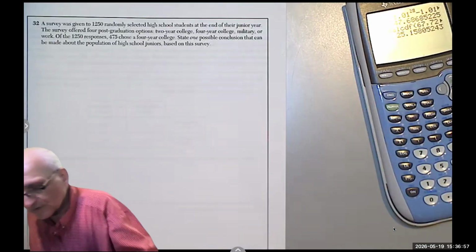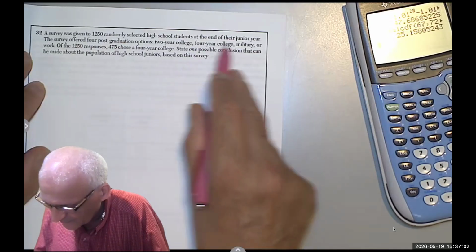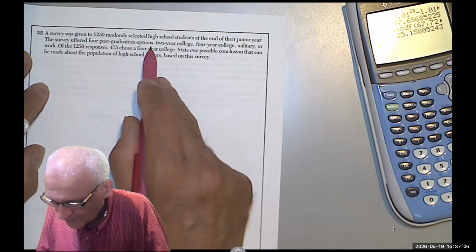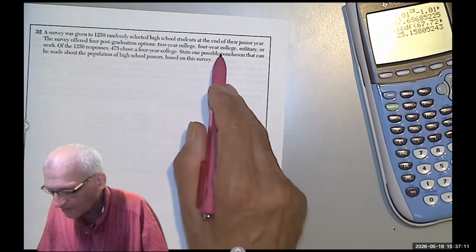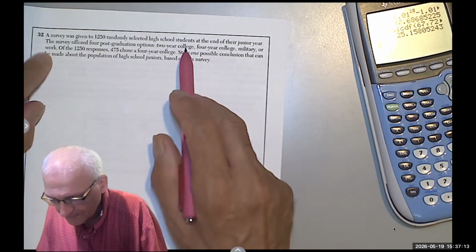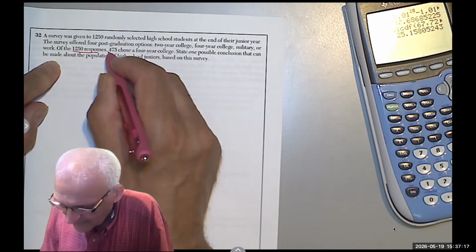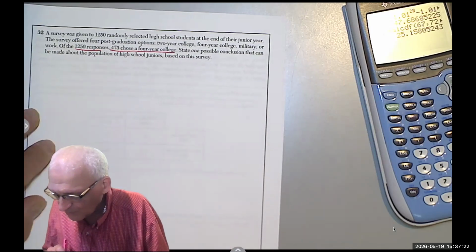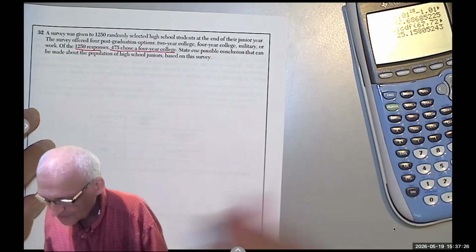Pretty straightforward also. A survey was given to 1,250 randomly selected high school students at the end of their junior year. The survey offered 4 post-graduation options: either you go to 2-year college, 4-year college, military, or work. Of the 1,250 responses, 475 chose a 4-year college. State one possible conclusion that can be made about the population of high school juniors based on this survey.